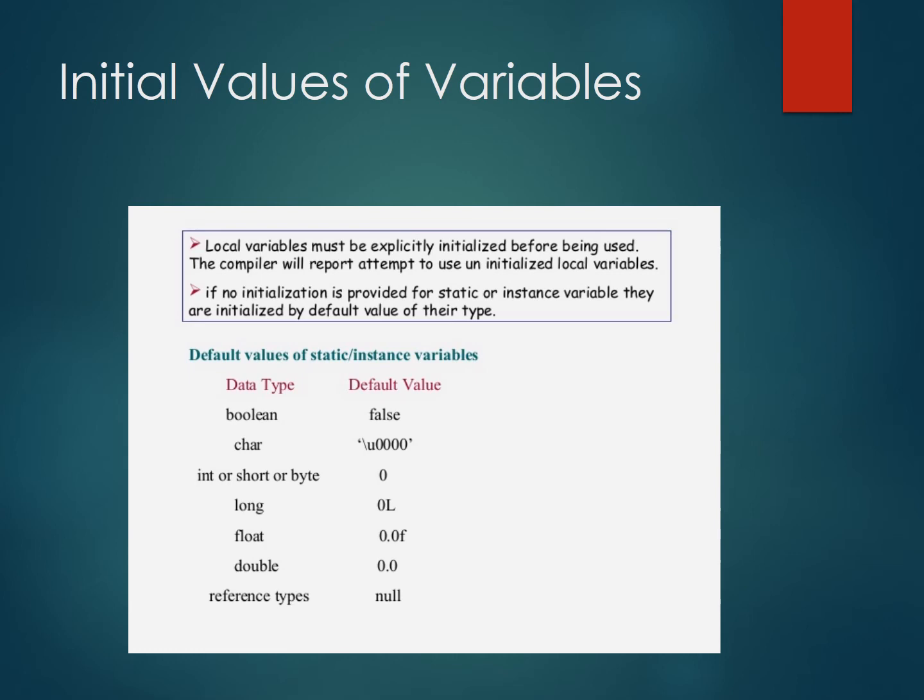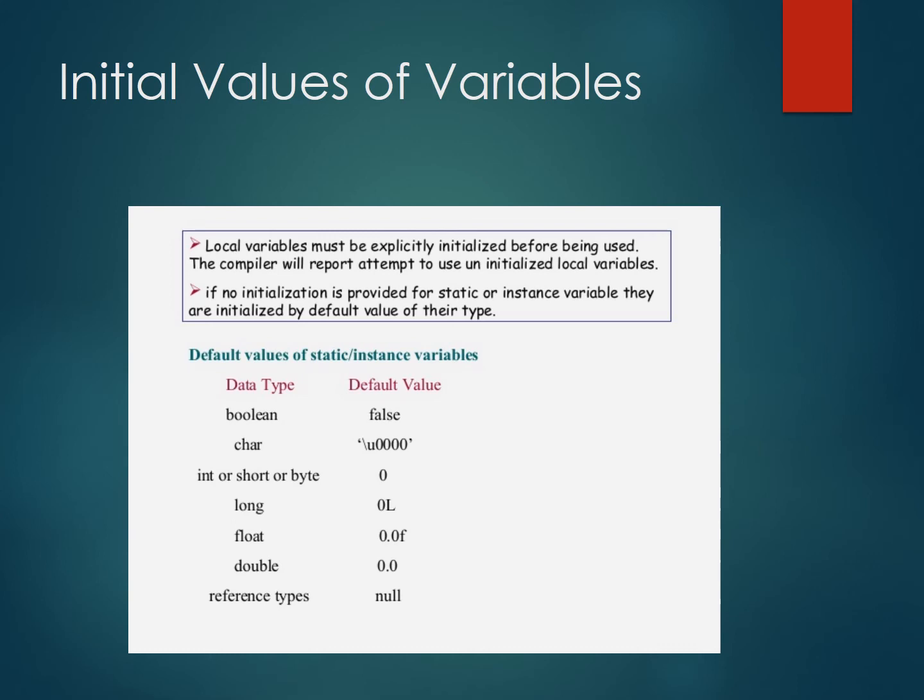So the local variables must be explicitly initialized before being used. The compiler will report an attempt to use uninitialized local variables. The local variables are the ones that are declared in the function. So when we use local variables in the function, we must give some initial value to them on our own, means they are not going to take the default values from the Java runtime environment.